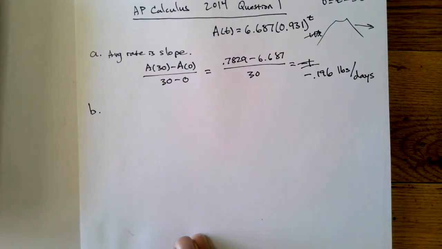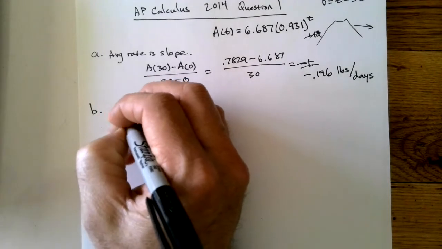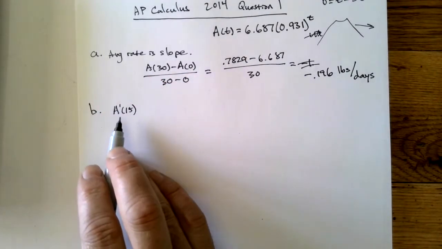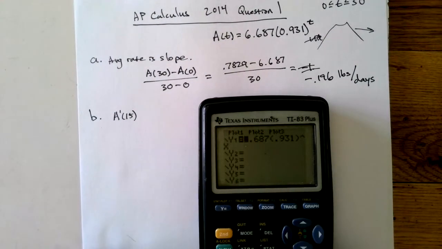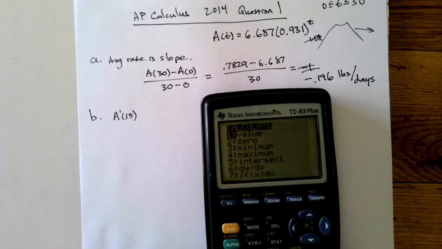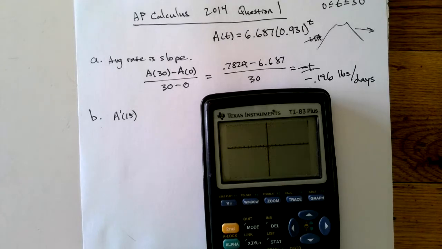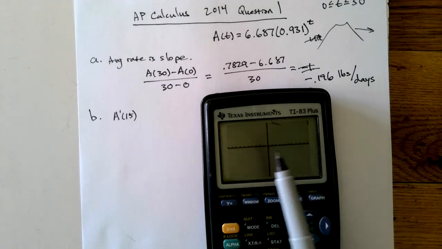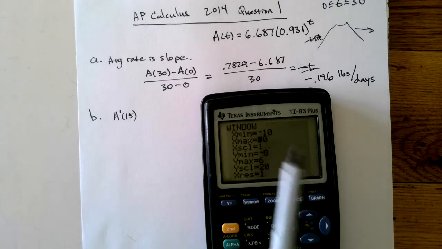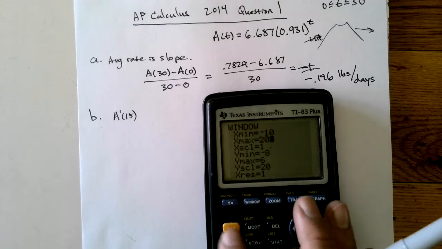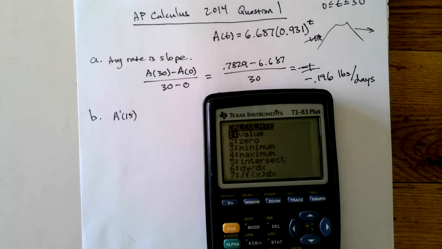Part B says, find the value of A prime of 15. Well, that's the derivative. In order to find that, we just go into our y equals, we have our function entered. In order to find the derivative, we just press 6. And now we need to use 15. Now, as you can see here, I only go to 10. So that's a problem. So I've got to change my window so I go at least to 15. So I'm going to put my x max all the way up to 20, and try this again. So I can calculate number 6.